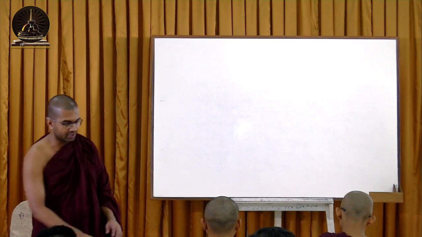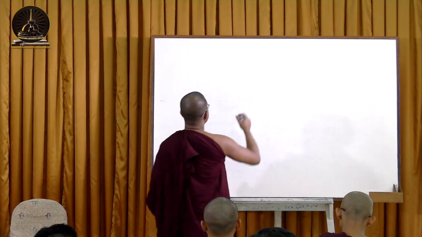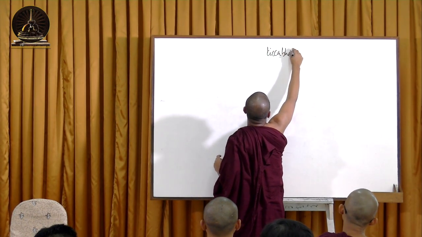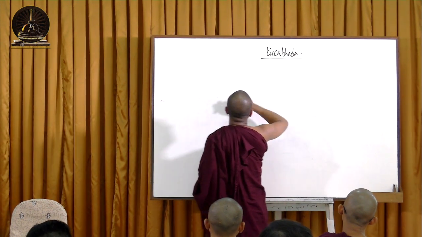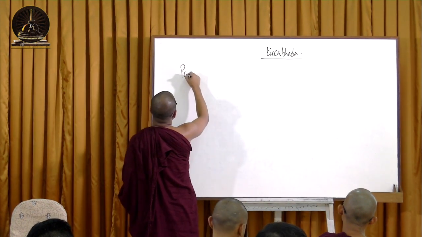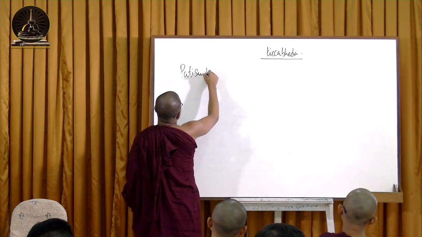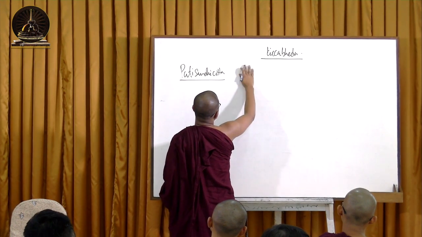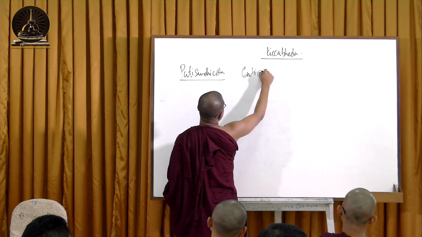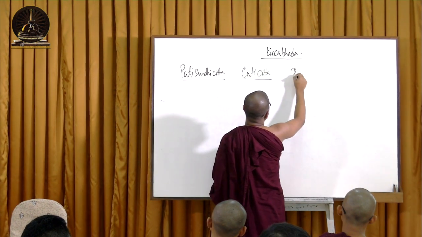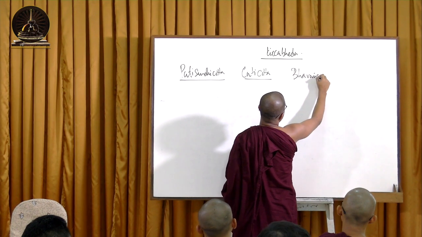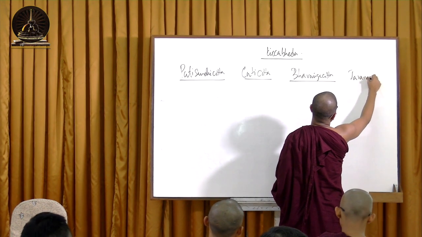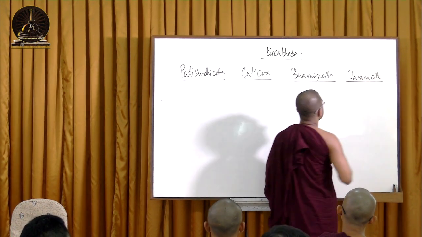Then I'll be talking only about a few cittas based on the functions. Kicca-bheda, we normally call it kicca sangaha. So I'll be discussing paṭisandhicitta, cuticitta, the 14th one, bhavaṅgacitta, and javanacitta. These are the four cittas that we are discussing.